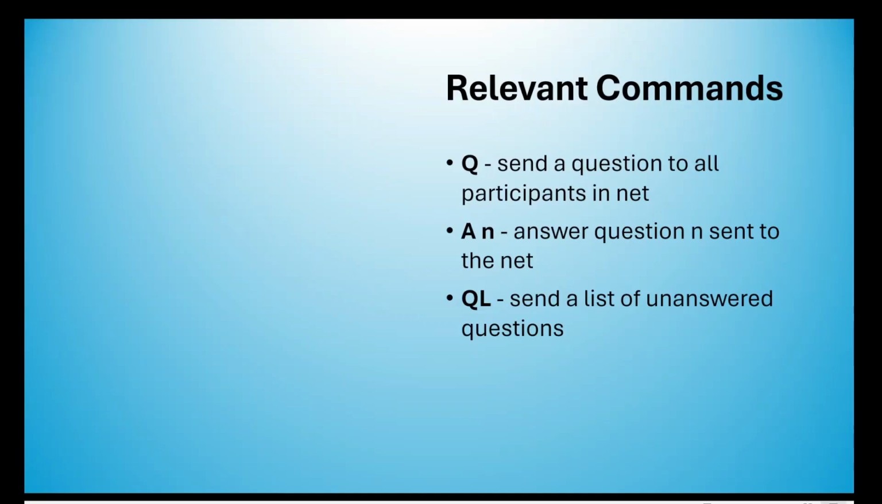So as a participant asking and answering questions, the relevant commands are Q for sending a question to the participants in the net, A for answer, and N being the question number. You can answer that question. And if you're afraid that you may have missed a question that's posed to the net, you can issue the command QL, and it'll send you a list of unanswered questions.